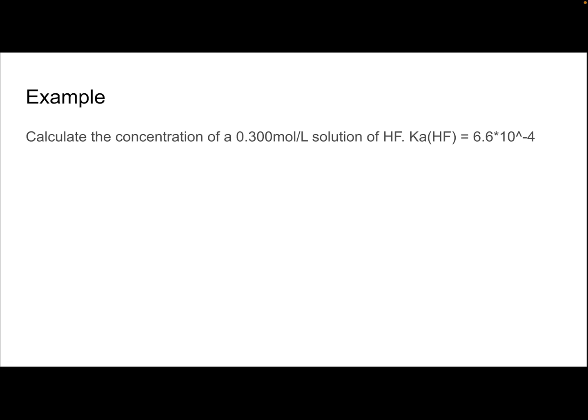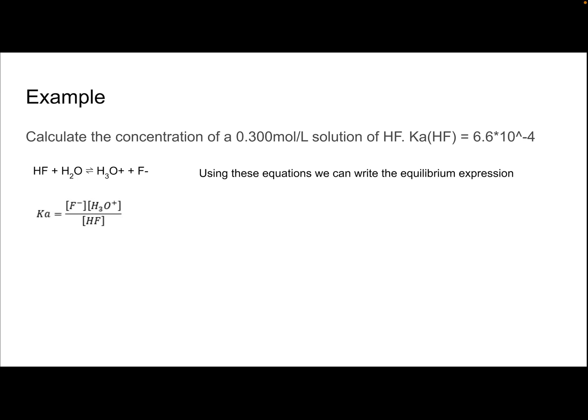Alright, so the first thing you should be doing in this type of question is you should always be starting off by writing the equation for the dissociation of the acid. So in this case, we're going to start off with dissociation of HF. So that is just going to be HF reacted with some water, and it's going to exist in equilibrium with our hydronium ions and our F- ions. So by using this equation, we can therefore write our equilibrium expression using Ka. So Ka equals the concentration of F- multiplied by the concentration of hydronium divided by the initial concentration of HF.